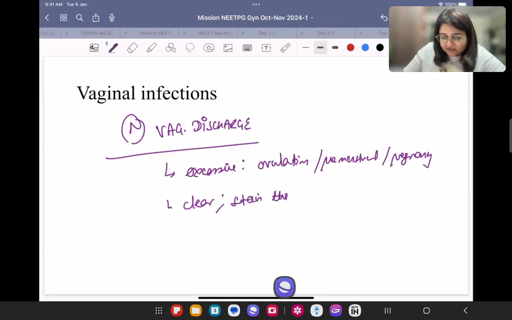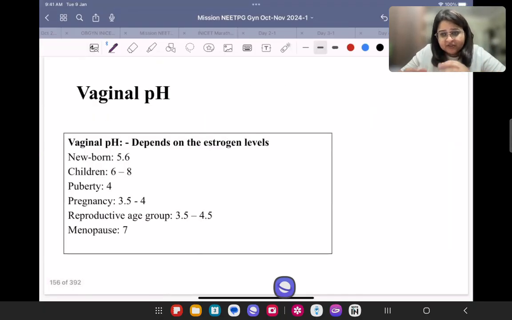stain the undergarments, okay. Why does it stain the undergarments? Because it is acidic. Okay, so it causes bleaching of the undergarments, and that's an important normal finding. Okay, and this came as a question, that's why I'm stressing on it. It is a normal finding.